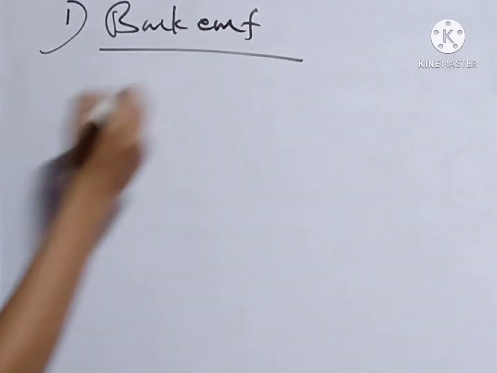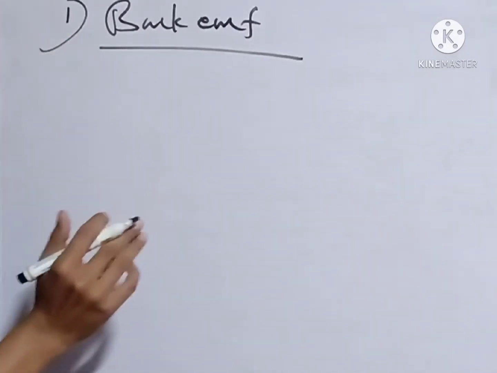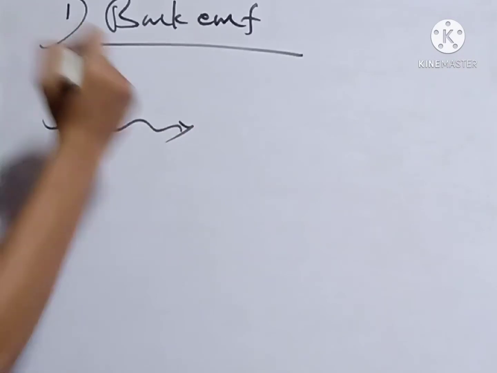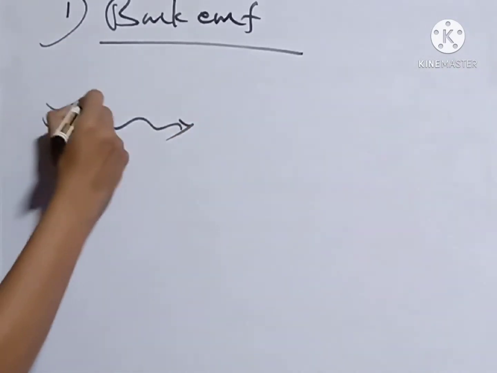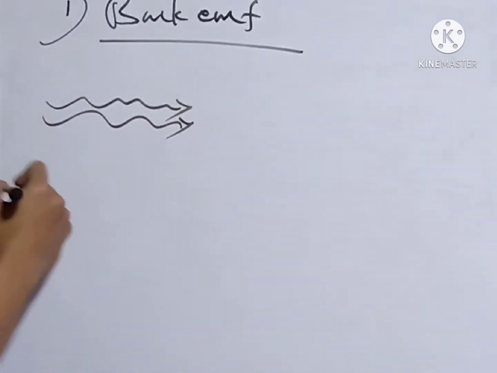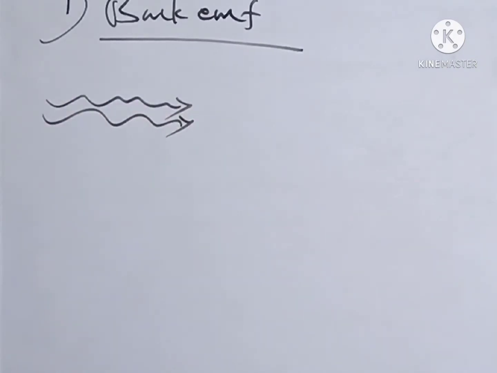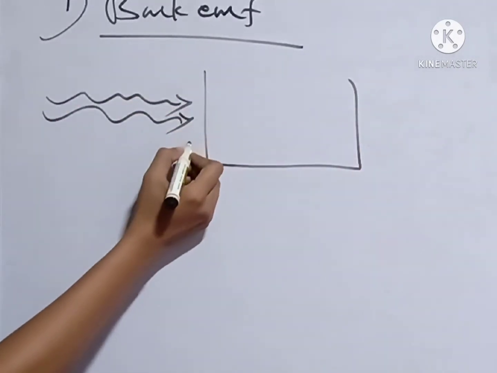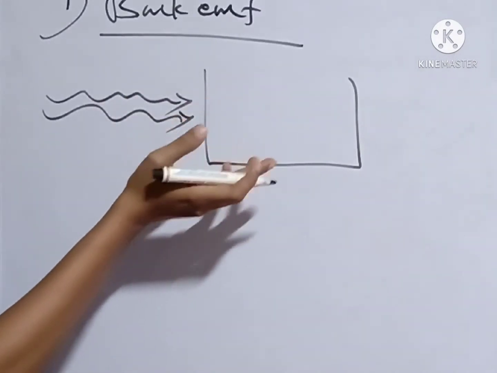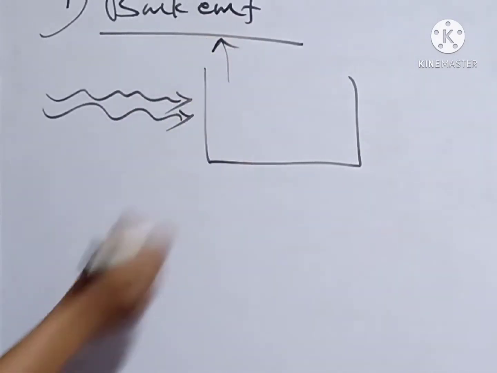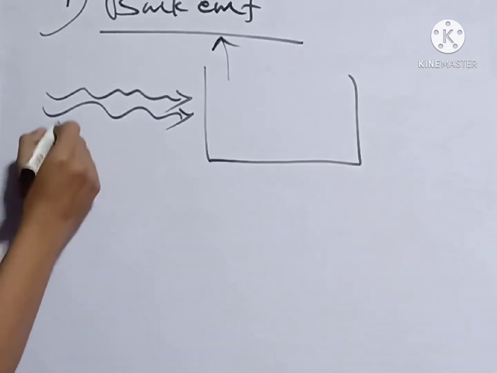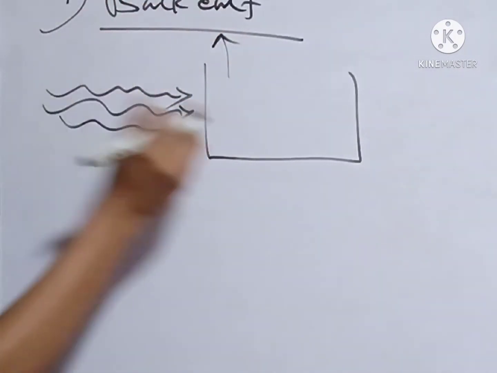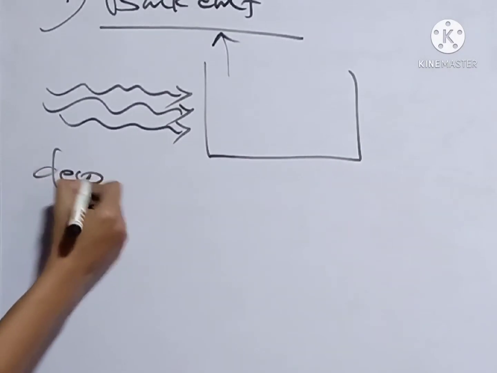So if we want to conduct continuous electrolysis in a cell, we have to provide extra EMF, or extra voltage, for the cell reaction to occur. And that extra voltage is required to overcome this back EMF. The extra voltage we give to overcome back EMF is known as decomposition potential.